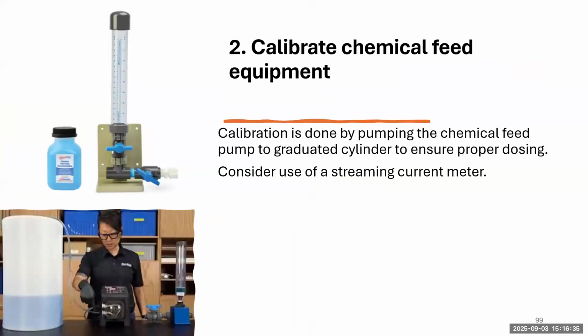Also, we'd want to calibrate our equipment. If we do all that work to jar test and get our precise dosage that we want, it doesn't do us a lot of good if our chemical feed equipment isn't delivering that dose.